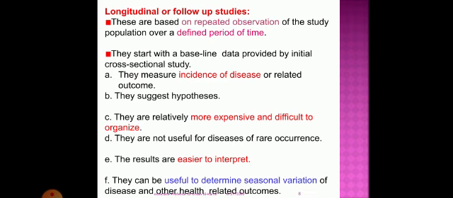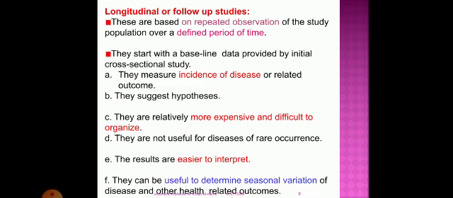And then we follow the same group for a period of time until the end of the first semester, examining them periodically every 2 weeks or every month, and record how many new cases of pediculosis developed during this semester. So we measure the incidence, the new cases of pediculosis during this period, the first semester. So these are based on repeated observation of the study population over a defined period of time.